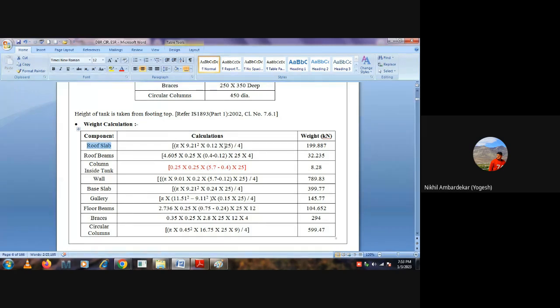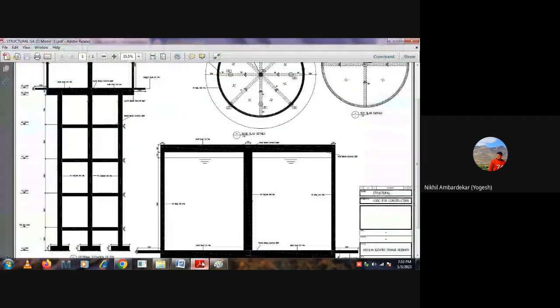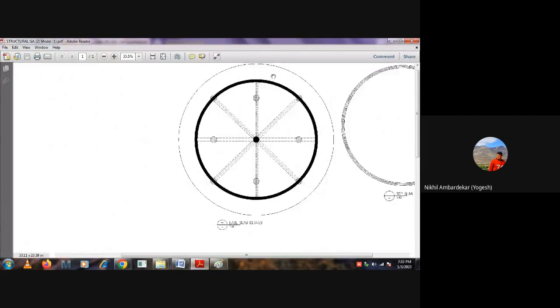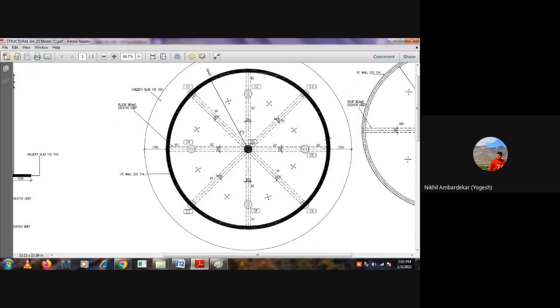Do we want to calculate this? How is it calculated? Or maybe we can just calculate one. What is the total diameter of the roof? 4.405 into 2 plus 0.4. So the roof diameter is 9.21. So pi by 4 into what is that value?